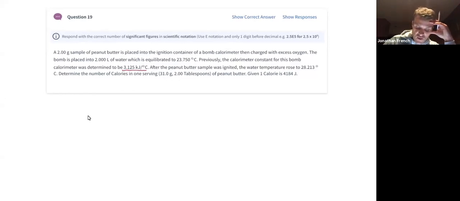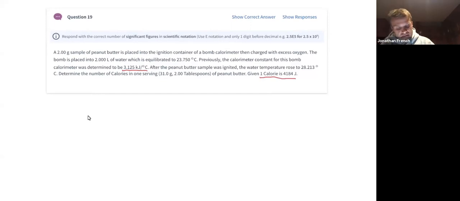After the peanut butter sample was ignited, the water temperature rose to 28.213 degrees Celsius. Determine the number of calories in one serving, 31 grams of peanut butter, given that one dietary calorie, food calorie, is 4,184 joules.